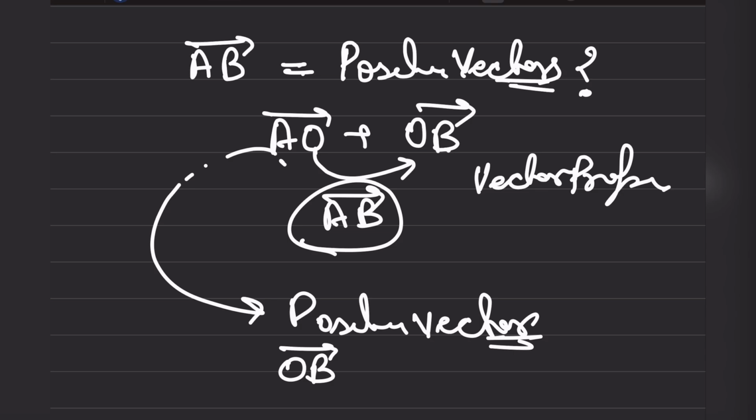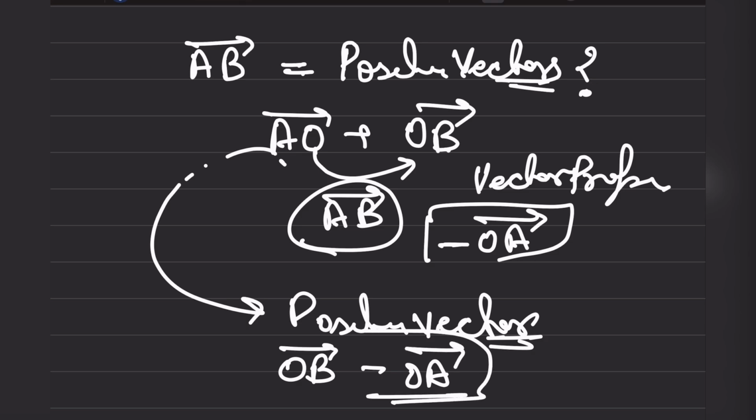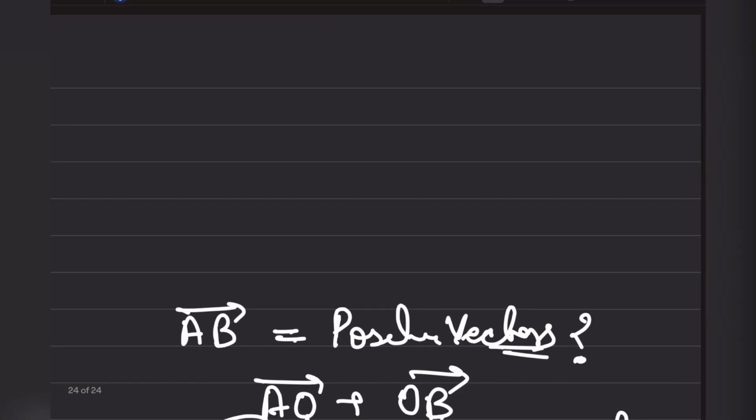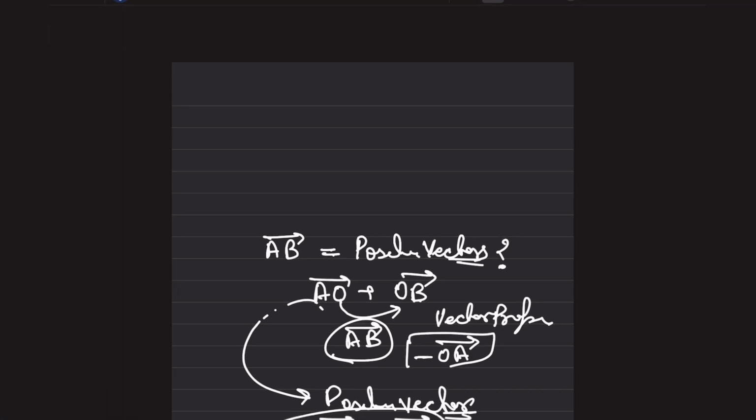Or it can also be written as OB, and if we write OA, it will have a minus sign: OB minus OA. It can also be written like this. So this is how the concept of the position vector is defined. This was the concept of the position vector.